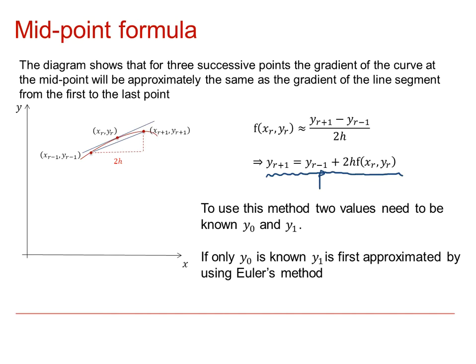Now if we've only got one point, which is quite usual, we only know y0, the first point, then we can work out a second point by using Euler's method as in previous videos. So that then gives us 2 points, the first one using a known point and then the second one calculated from Euler's method. But once we've got those 2 points, we can then proceed with this improved formula, the midpoint formula, for all the subsequent values that we need. So let's look at that in practice with an example.